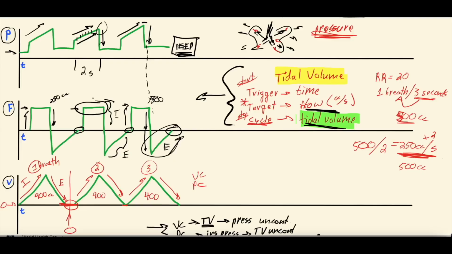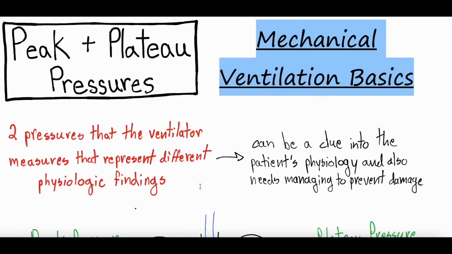You get this flat top at your flow scalar, you get this ramped up pressure scalar, and then the volume scalar is pretty constant between pressure control and volume control. It's pretty constant.